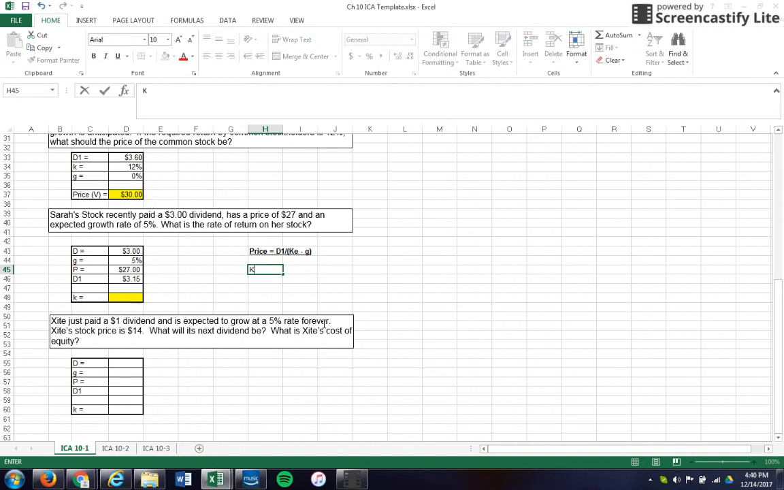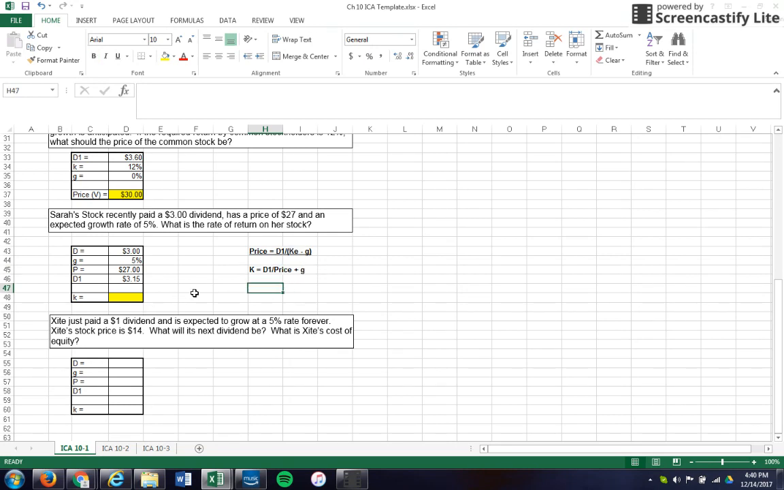So if we rearrange our formula, we can see that the calculation for the rate of return for a stock can be found with, again, D1 divided by our price plus the growth rate. Now notice, I'm not using any parentheses here because we want to divide our dividend by our price first and then add the growth rate back in.